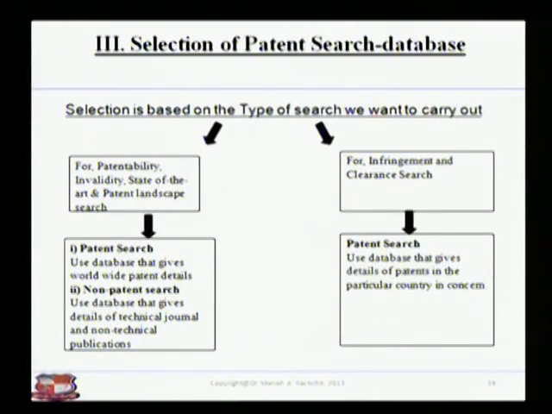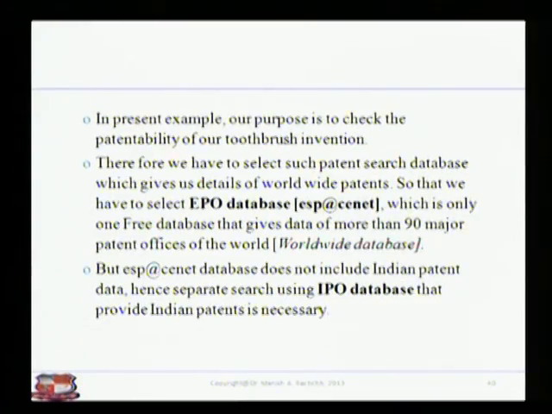Third step is selection of the patent search database. So again, it depends on our objective. Today, our objective is very clear. We want to check the patentability of our invention. Second objective, we want to do it totally free, and that's why we have to begin with the EPO database, which gives us a facility to check 90 countries' databases totally free using a single search tool, and another search that we have to use is the WIPO database. Right, so one by one we'll see the EPO database and the WIPO database.